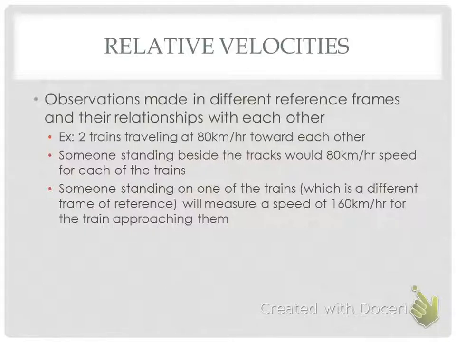We're approaching that distance twice as fast because I'm moving and the train coming at me is moving. Okay, so that's all that relative velocities really mean: depending on your location, things look different, things seem to be traveling at a different speed.